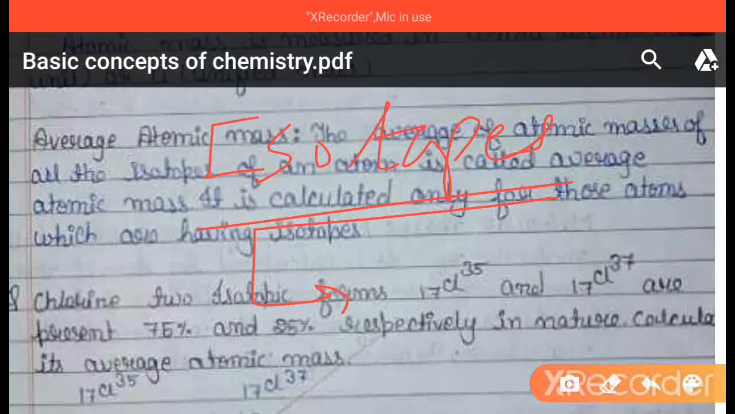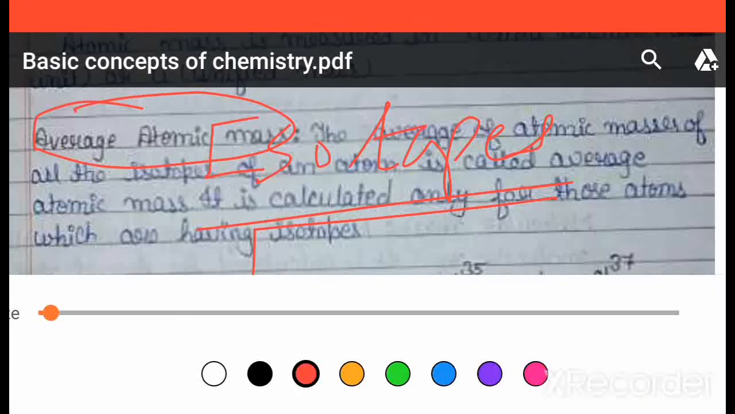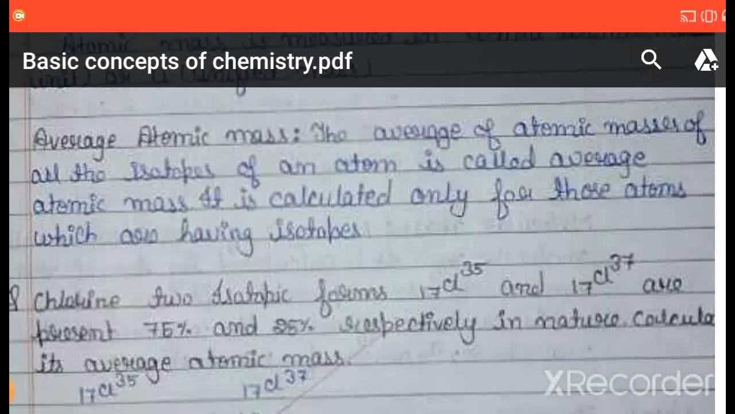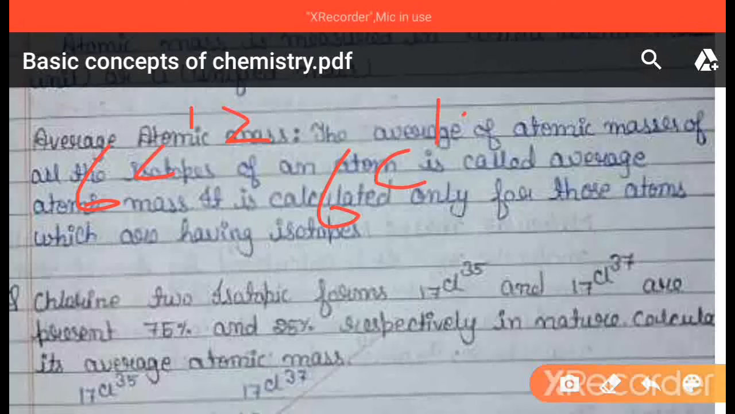then we use average atomic mass instead of atomic mass, right? Average atomic mass is given for those elements whose isotopes are present in significant amounts. For example, carbon is present in three isotopic forms, and those three isotopic forms are 6C12, 6C13, 6C14, right?